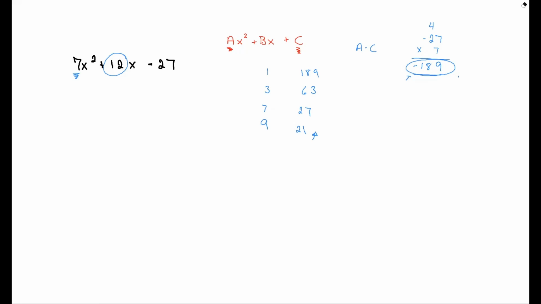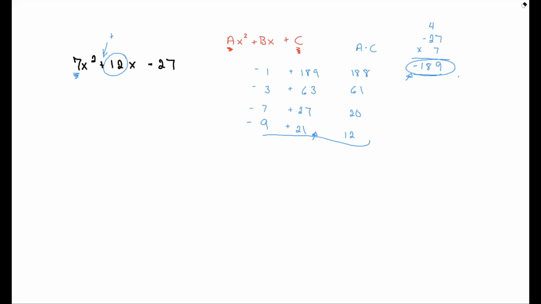I have a negative here because this is negative, a difference. They need different signs. Because this is positive, the bigger one needs to be positive, and the smaller one needs to be negative. I'm going to go ahead and add these together. This is 21 minus 9, which is 12. So it looks like these are the numbers that we're going with.